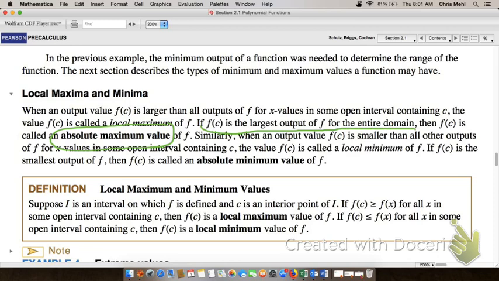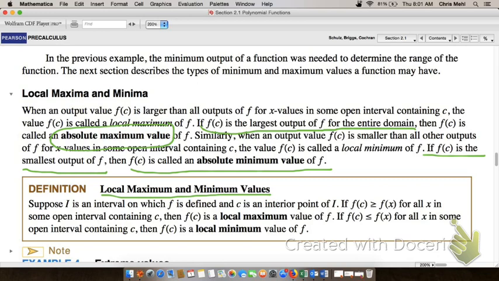Okay, so f of c, if that's the largest output of f on the entire domain, we say f of c is an absolute maximum. And if f of c is the smallest output of f, we say f of c is an absolute minimum value.